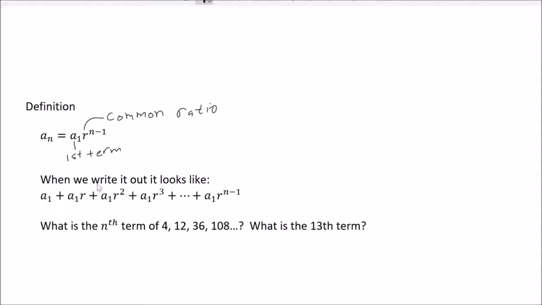The thing we're multiplying by. So if you know those two pieces of information, it's very easy to write out the nth term, okay? Please note that it says n minus 1. We're going to talk about why that has to be n minus 1 a little bit later. Okay, when we write it out, what does it look like?